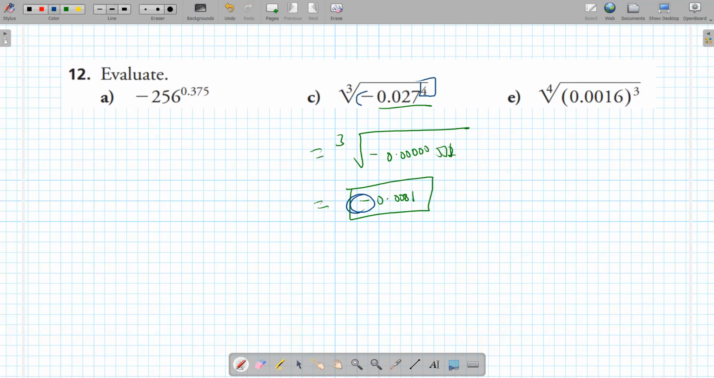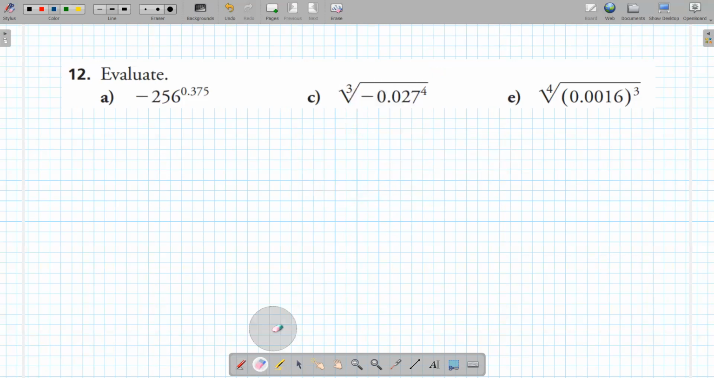It's because it doesn't apply to the negative. No, it does not apply to this negative sign here. That means no matter what the answer is, the final answer must be negative. But if you do the cube root first and the 4th exponent later, then you're going to get a positive answer. So keep that in mind.